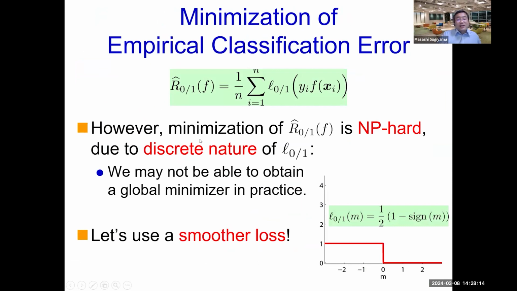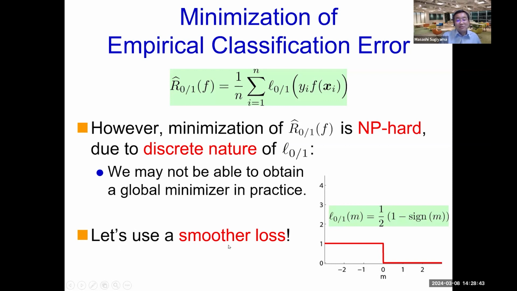Another issue is that minimization of this empirical 0-1 risk is actually NP hard, due to the discrete nature of 0-1 loss. If we take the margin on the horizontal axis, then the 0-1 loss is like a negative step function like this. It's basically a discrete function. So we can't expect that we can find a global minimizer in practice.